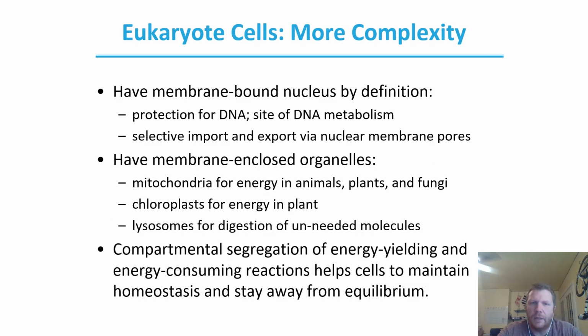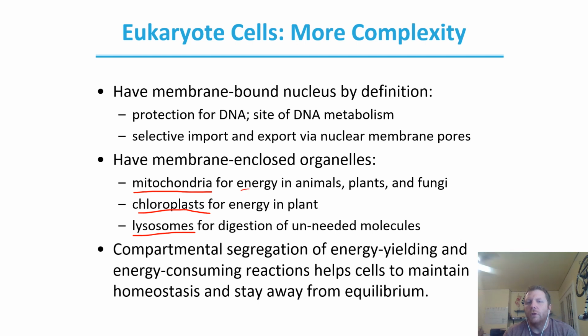Eukaryotic cells, as I previously alluded to, are a little bit more complex. They have membrane-bound organelles. For instance, the nucleus serves to protect DNA. It's also the site of DNA metabolism. They have selective import and export through nuclear membrane pores. They have membrane-enclosed organelles. For example, in basically all eukaryotic cells, we've got mitochondria. In plant cells, we have chloroplasts. And in all our eukaryotic cells, we also have lysosomes. These 3 different membrane-enclosed organelles serve different functions.